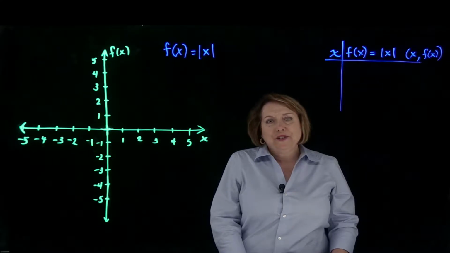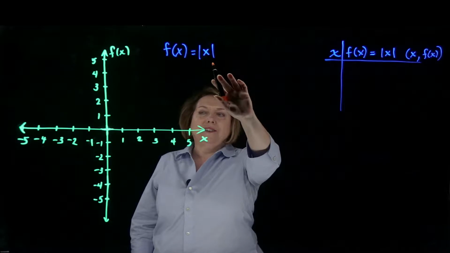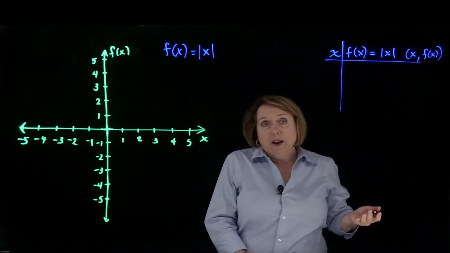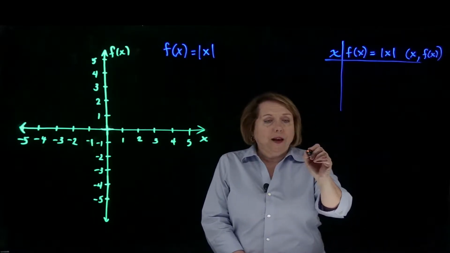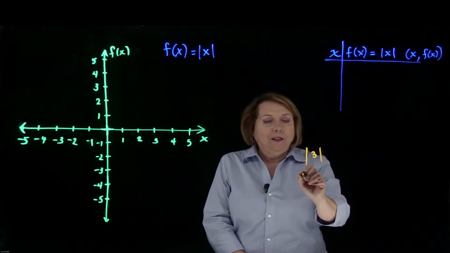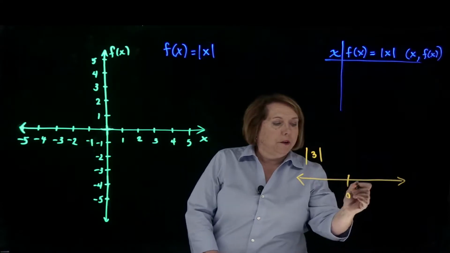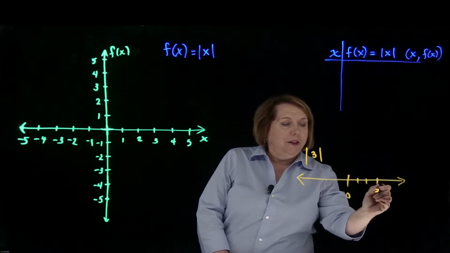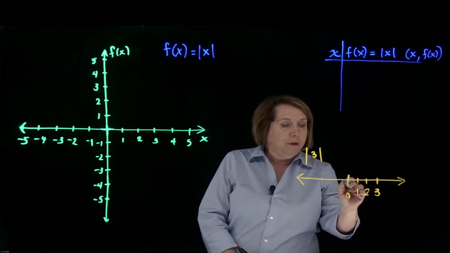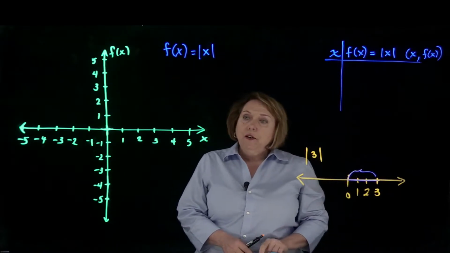So welcome back, students. We're going to now graph the function f of x is equal to the absolute value of x. So absolute value means distance from 0 on the number line. So for example, if I wanted to find the absolute value of 3, then I would look at a number line, mark 0 here, and then here's 3. And the distance between 0 and 3, that is my absolute value. That is my distance.